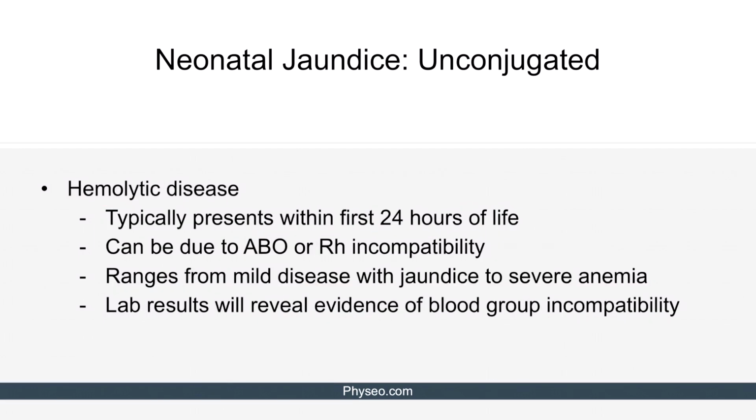Hemolytic disease of the newborn can also lead to unconjugated hyperbilirubinemia. This jaundice will typically present within the first 24 hours of life. It can be secondary to either ABO blood group or Rh incompatibility, but ABO incompatibility is usually less severe. Hemolytic disease can range from either a mild disease with jaundice to a severe anemia. In order to evaluate for potential hemolytic disease, the blood type of the mother and the infant should be obtained in order to assess for potential incompatibility.